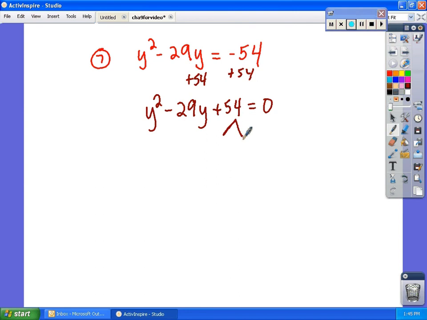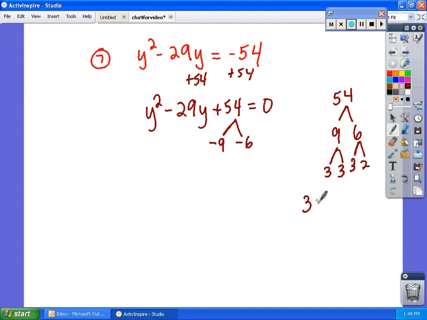Well, when I start doing this, I know it has to add to -29, so I'm looking for two negative numbers. Well, I know -9 and -6. But that doesn't add to -29. So now I'm kind of stumped. So I want to remind you that if you ever can't think of all the factors of 54, do the prime factorization. 54 would be 9 and 6, 3 and 2, 3 and 3.